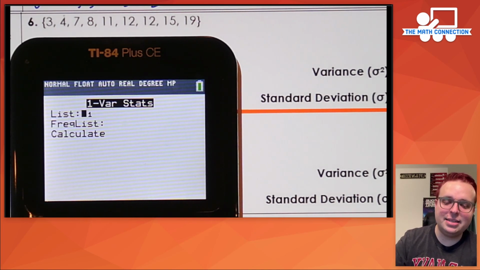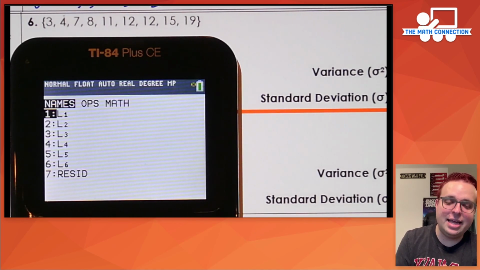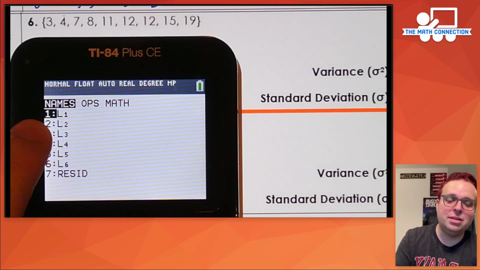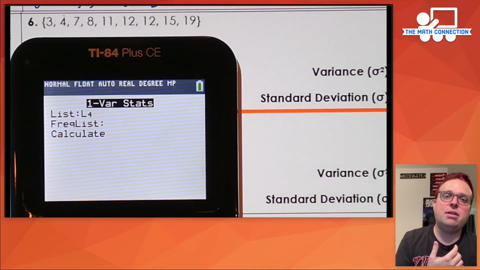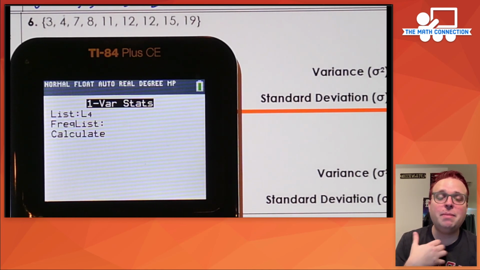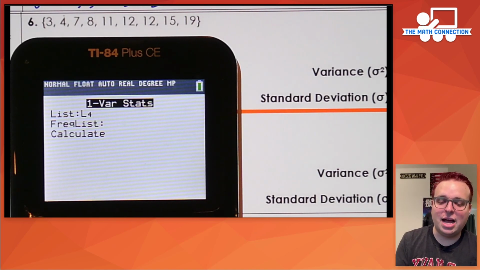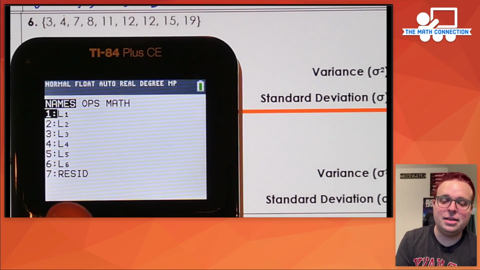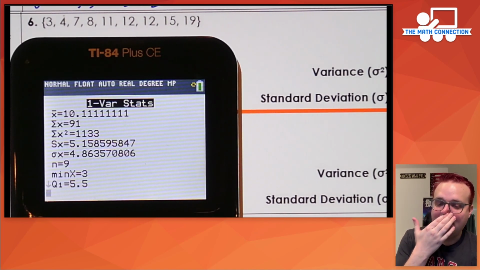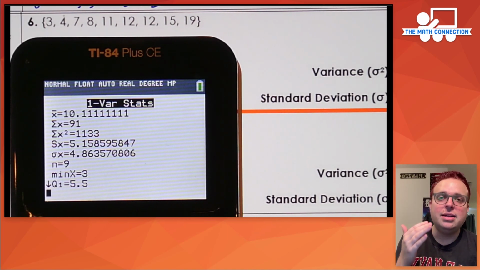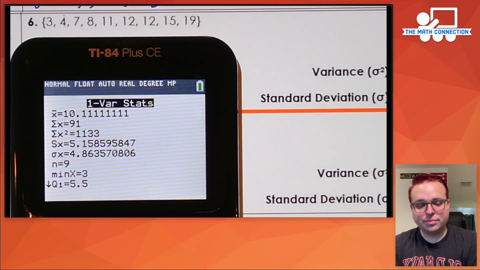I would hit the second key and then the stat key, and that would bring up all of my possible lists. Let's say I'm going to put list 4. Now it's going to do the data for list 4. But I put my data in list 1, so let's fix that. I'm going to do second stat and then go back to list 1. I'm going to hit enter, enter, calculate, and here's all these lovely statistics, okay?